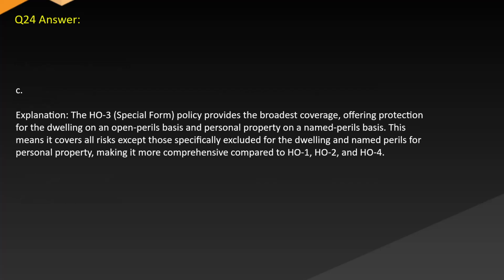Answer C. Explanation. The HO3 special form policy provides the broadest coverage, offering protection for the dwelling on an open perils basis and personal property on a named perils basis. This means it covers all risks except those specifically excluded for the dwelling and named perils for personal property, making it more comprehensive compared to HO1, HO2, and HO4.